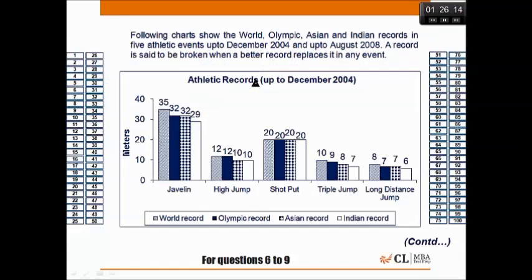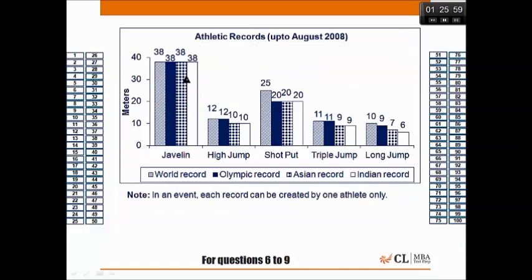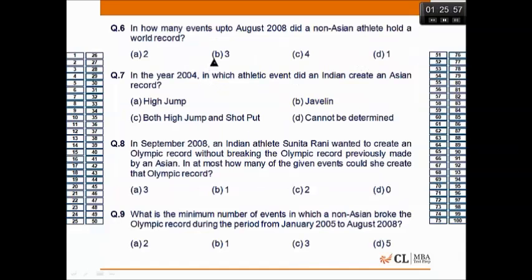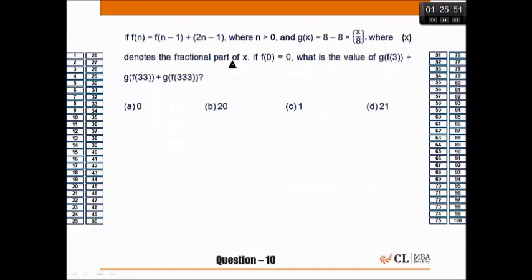Okay. Question number 6 to 9. Let's make a note of this on the right hand side. 6 to 9 is DI. How is this DI looking? Asian records, Indian records. So this is athletic record. How many events? So this seems to be an okay one. Okay, 6 to 9. Seems to be slightly painful, but okay.